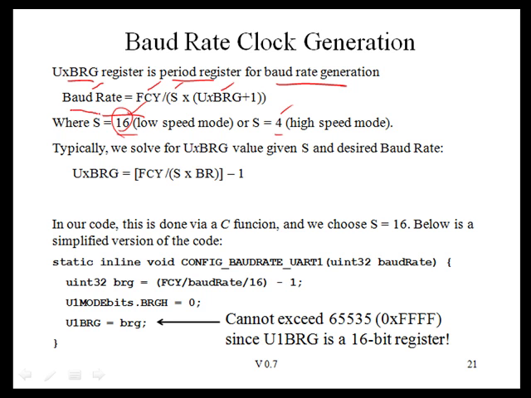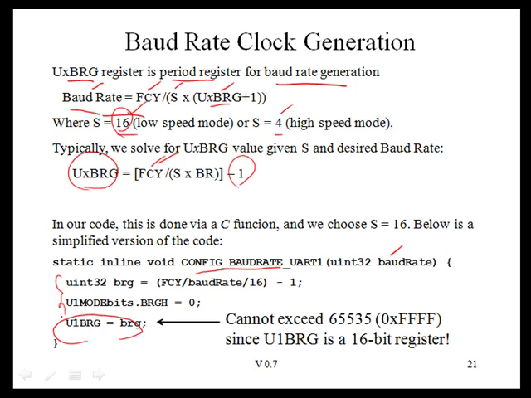Typically, you know your baud rate and you want to compute the BRG value needed to get that baud rate. So solving for BRG, we get BRG is equal to the instruction cycle frequency divided by S times the baud rate, minus 1. This calculation can be done at runtime, and we do that using this function right here, configBaudRateUART1, in which we pass in a baud rate and we calculate the needed BRG value.